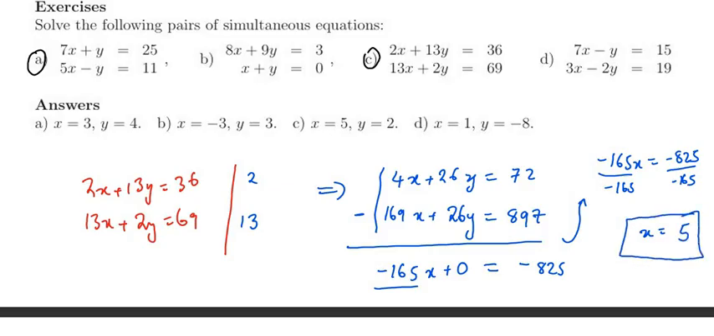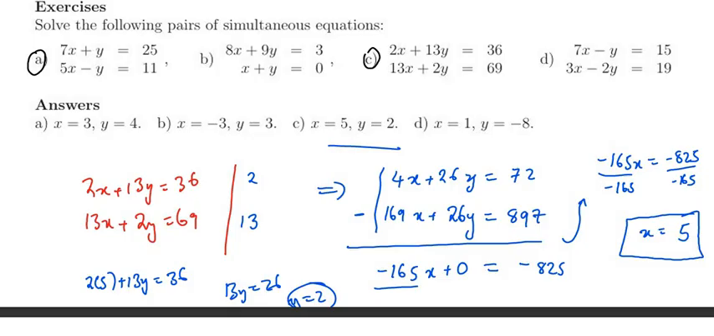Once you get your x, you can use the original equations, replace wherever there's x, put a 5, so that you get your value for y. So that's going to be 2 times 5, then plus 13y, that's going to give us a 36. This is a 10, goes this side, that's going to give us a 26. So 13y is equal to 26 divided by 13, y is simply going to be equal to 2. These are the answers that they had here.